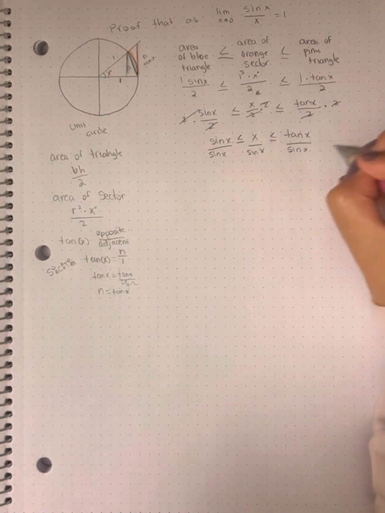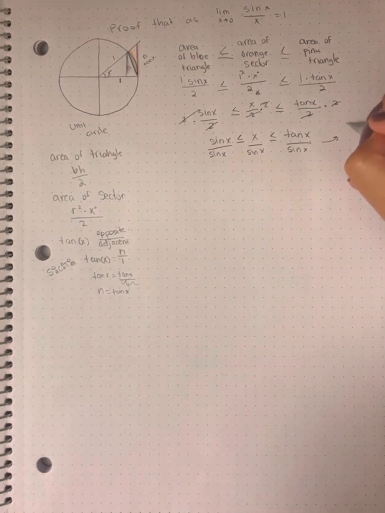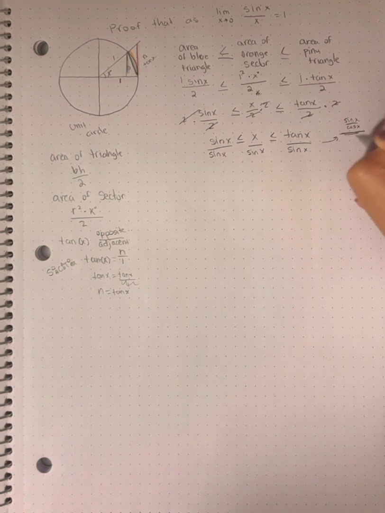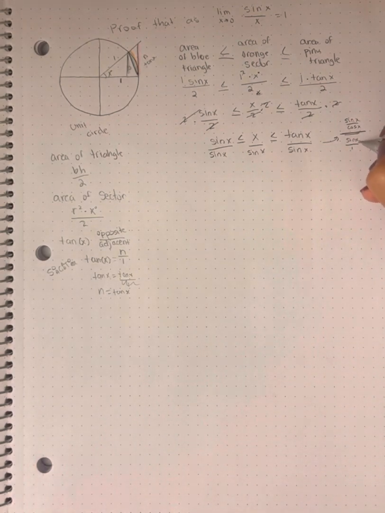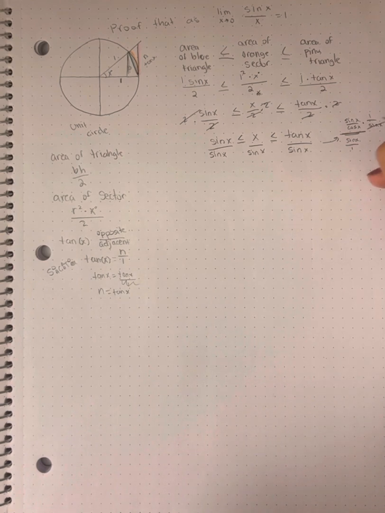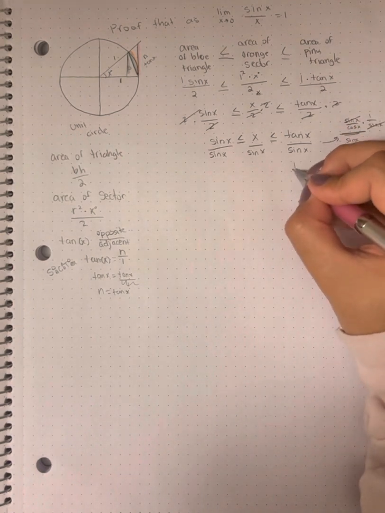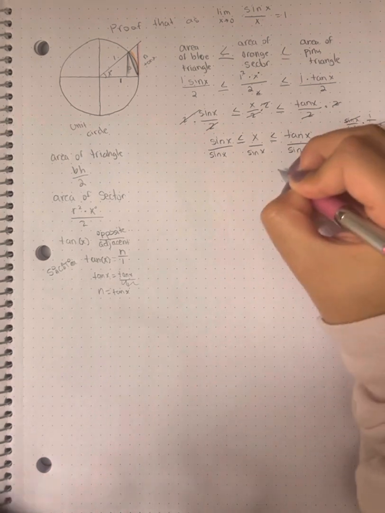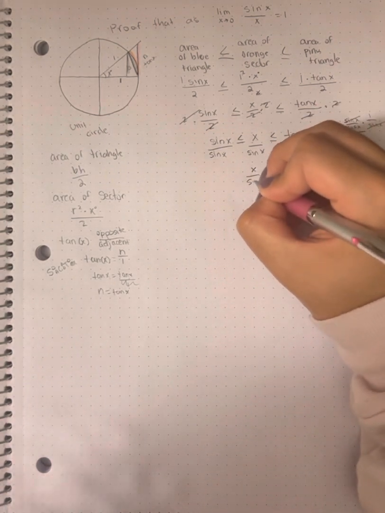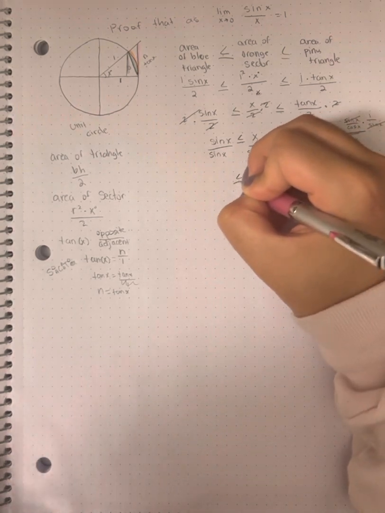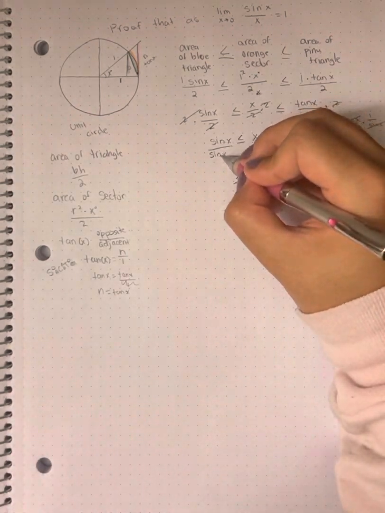Now for tan x divided by sine x, we could just go off to the side and do this. We know that tan x is equal to sine x over cosine x, and sine x is just sine x divided by 1. For division, we can just multiply by the reciprocal, so it's 1 over sine x. Simplify, so this is going to be equal to 1 over cosine x is greater than or equal to x over sine of x is greater than or equal to sine of x over sine of x. That just means it's 1.